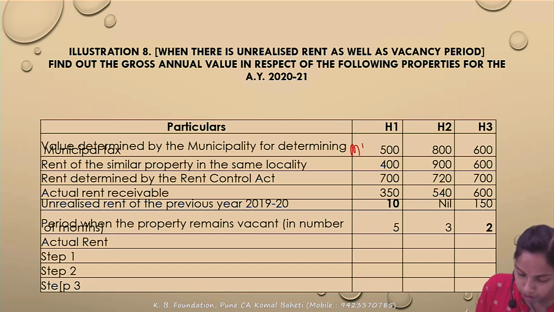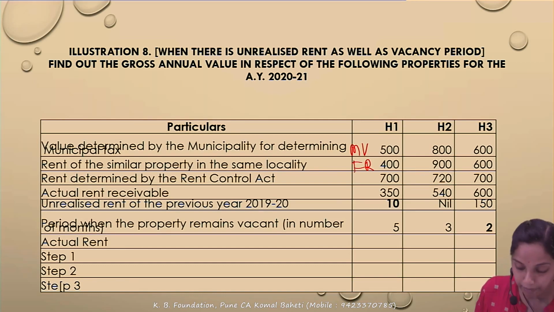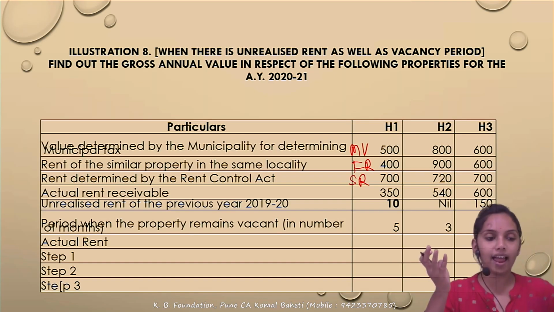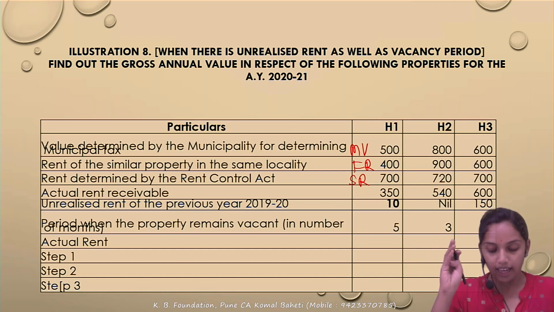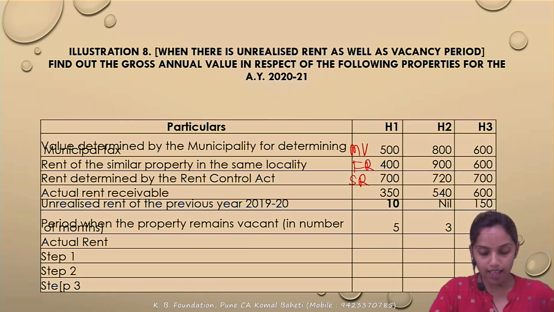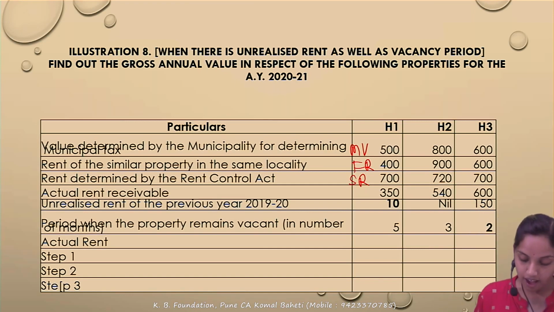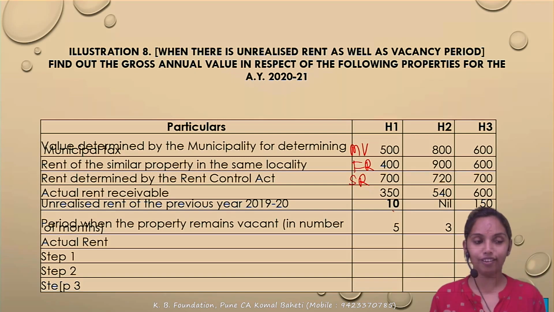So this is your municipal value. This is your fair rent. Words may change, but it's actually nothing but that, and this is your standard rent. Rent Control Act is nothing but the standard rent. Correct? Same locality is nothing but the fair rent, and that is nothing but the municipal value. Actual rent receivable has been given. Unrealized rent for this previous year means current previous year is given. Period when the property remains vacant is given as a number of months. Be careful in the calculation.